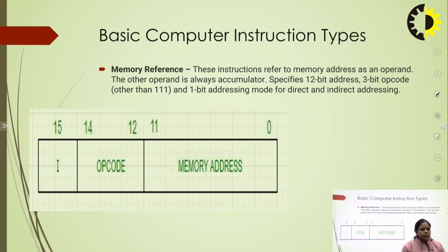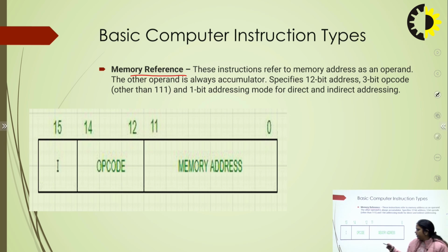Now different types of instruction are possible here, the basic computer instruction types. The first one is the memory reference instruction. Now the question is, what is the meaning of memory reference instruction? These instructions refer to a memory address as an operand. The other operand is always in the accumulator. They specify a 12-bit address, a 3-bit opcode and a 1-bit addressing mode for direct or indirect.